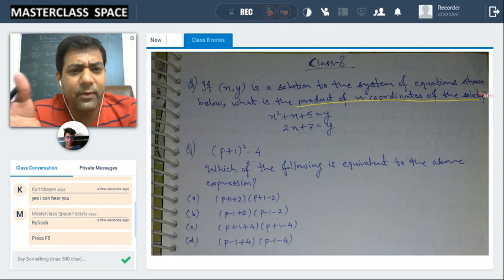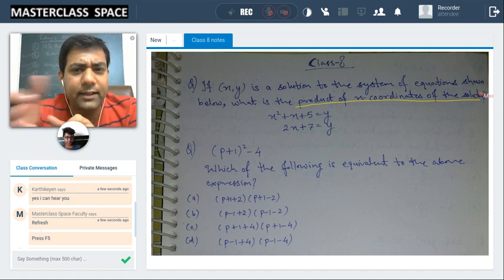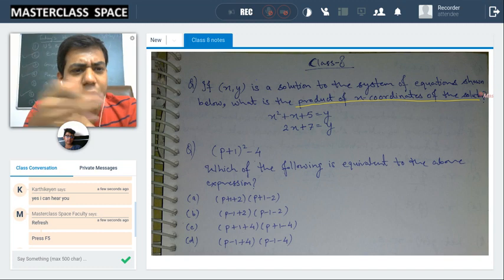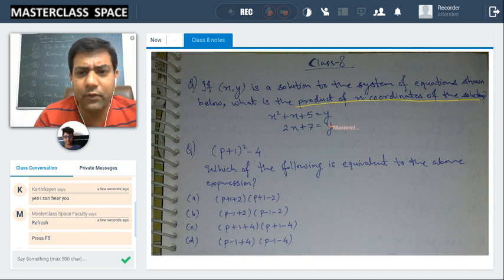Why do you have to do that? Then directly go for calculating x values. Because they are asking for the product of x coordinates. Oh yeah. They're asking. So why do you have to calculate y? Directly calculate x. Yeah, you can directly substitute the value of y here.